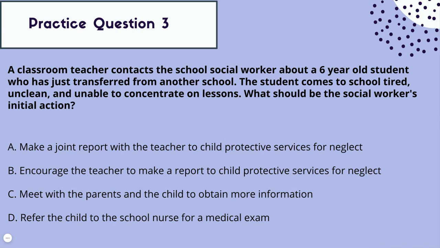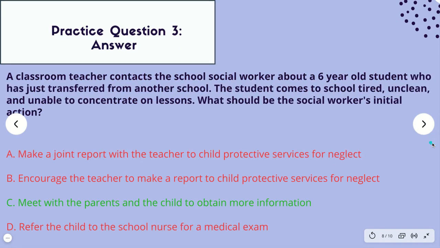We're going to eliminate D, which leads us to our final answer choice, and the correct answer choice, which is C, meet with the parents and the child to obtain more information. We want to always meet the client where they're at. They've just transferred to the school, and there are some concerns about the energy level, the cleanliness, and the ability to concentrate. We'd want to set up a meeting with the parents and the child to get more information.